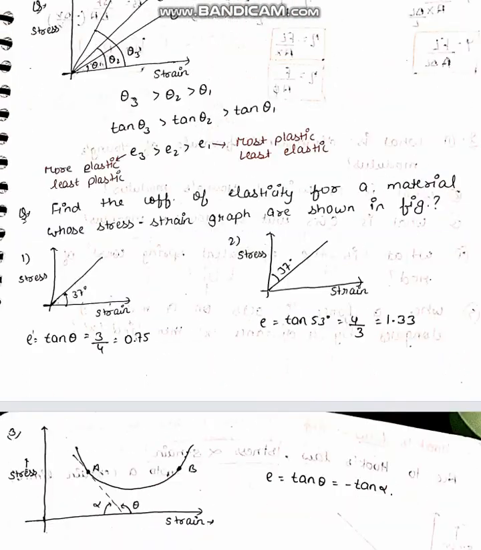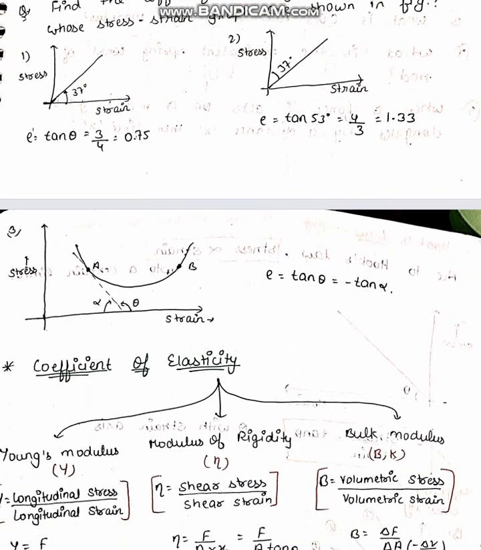Next is to find the coefficient of elasticity for a material whose stress strain graph is shown in the figure. So here the angle is 37. So E will be tan 37, which is 3 by 4, which is 0.75.